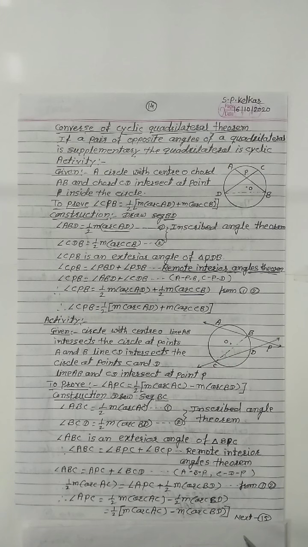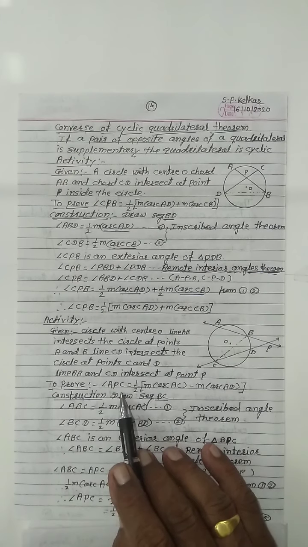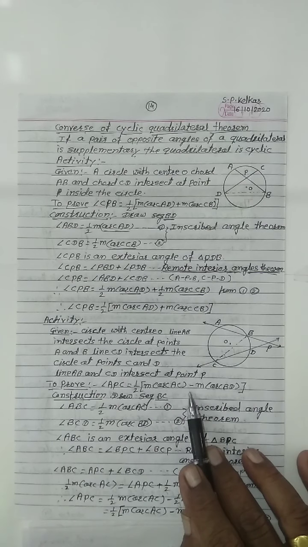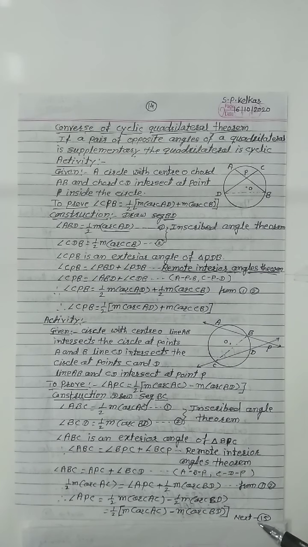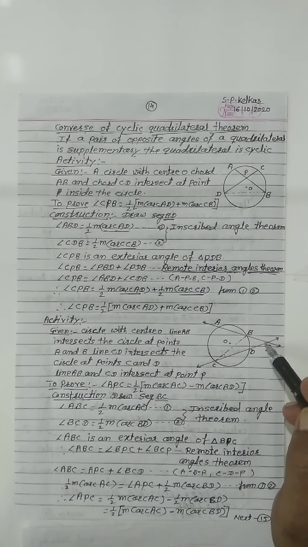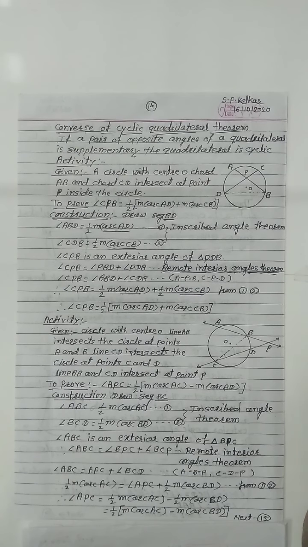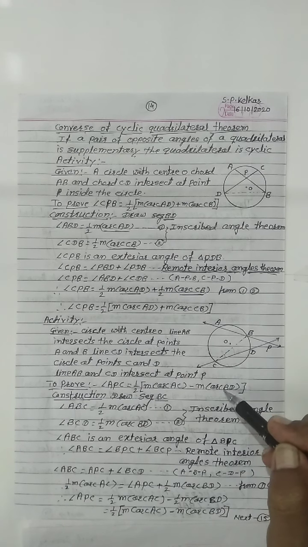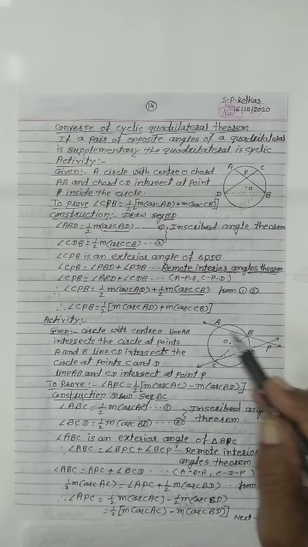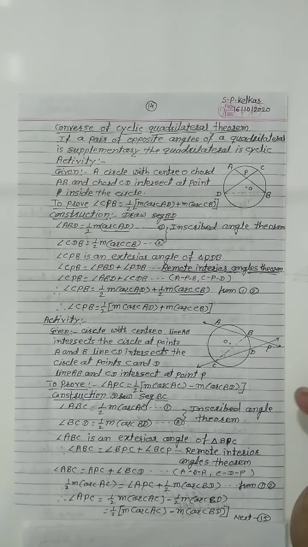In this way we prove that angle APC equals 1 by 2 in square brackets, measure of arc AC minus measure of arc BD. Now this angle APC intercepts these two arcs, meaning the measure of this angle equals 1 by 2 of the difference of the measures of these two arcs. In this way we have proved the second activity also.